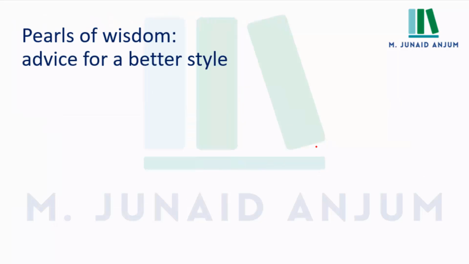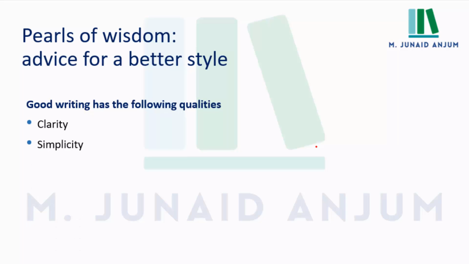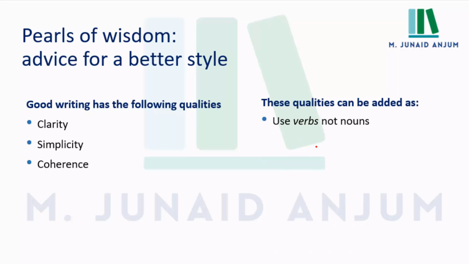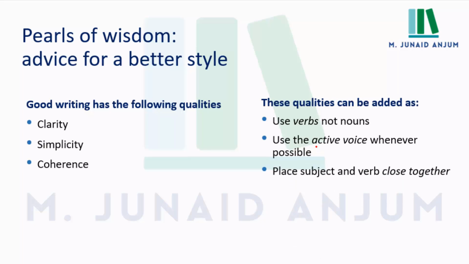Now I wish to share some pearls of wisdom. Good writing has the following qualities: clarity, simplicity, coherence, and these qualities can be added by using verbs, not nouns. Use the active voice whenever possible. Place subject and verb close together. Use short words instead of long ones. And declutter your text, meaning shorten your text, and do not use a lot of unnecessary information to pad the pages of your article.